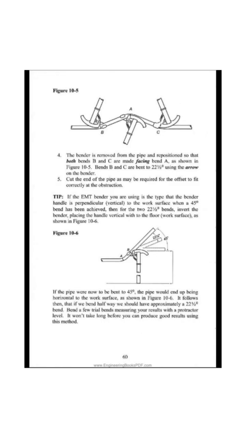Tip: if the EMT bender you are using is the type where the bender handle is perpendicular, vertical, to the work surface when a 45 degree bend has been achieved, then for the two 22.5 degree bends, invert the bender, placing the handle vertical to the floor, work surface, as shown in figure 10-6. If the pipe were now to be bent to 45 degrees, the pipe would end up being horizontal to the work surface, as shown in figure 10-6. It follows then, that if we bend halfway we should have approximately a 22.5 degree bend. Bend a few trial bends measuring your results with a protractor level. It won't take long before you can produce good results using this method.